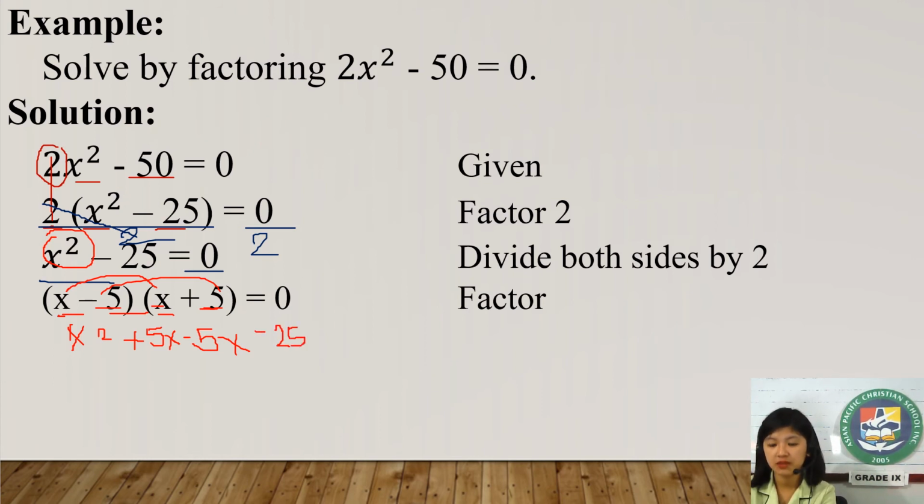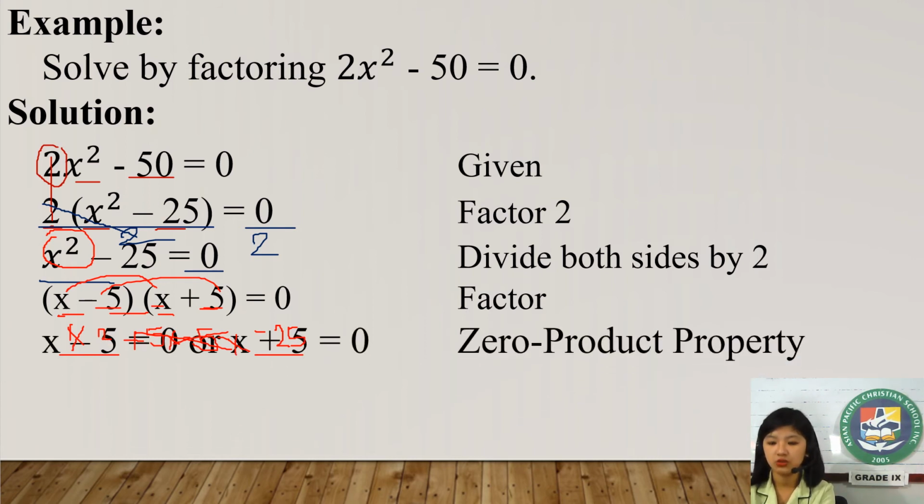Combining like terms, since meron tayong positive 5x and negative 5x, so cancel. Kaya, ang natira is x squared minus 25. Ayan. Next. So, I will erase this first.